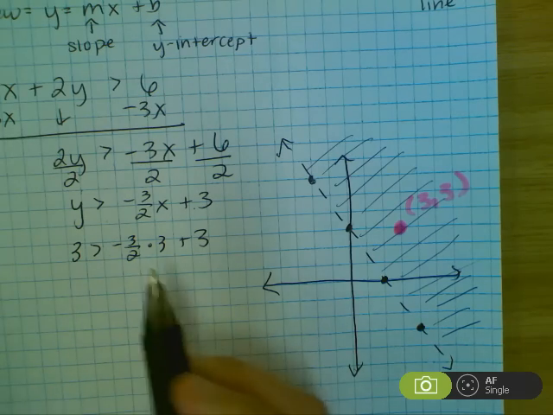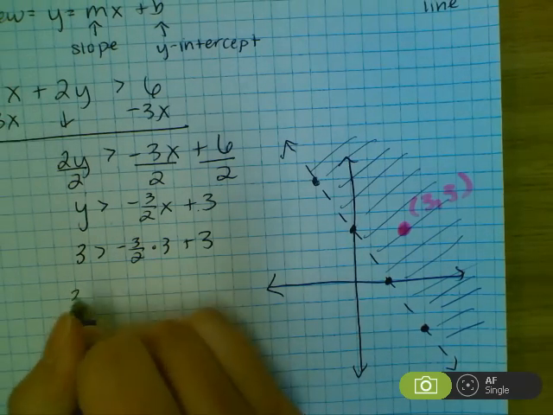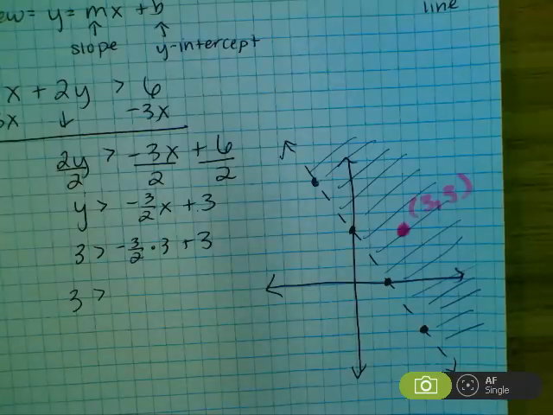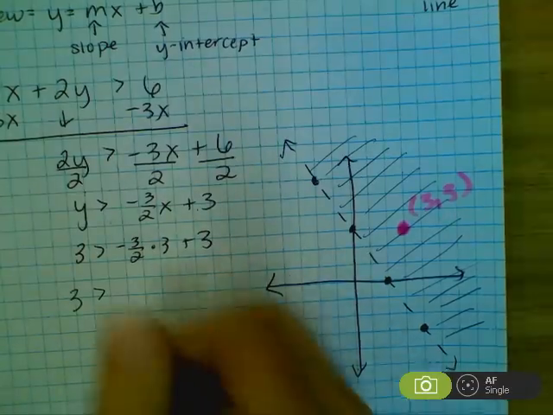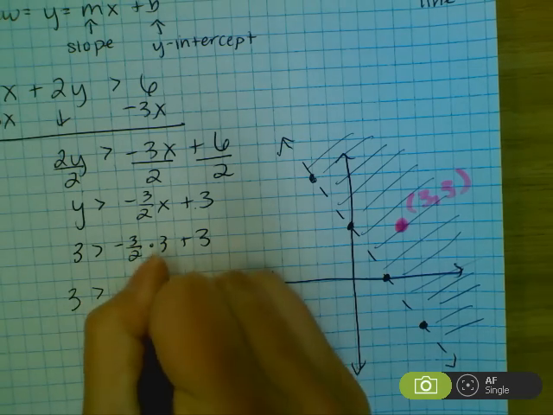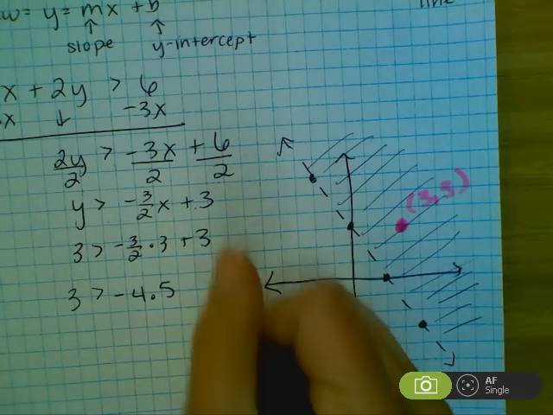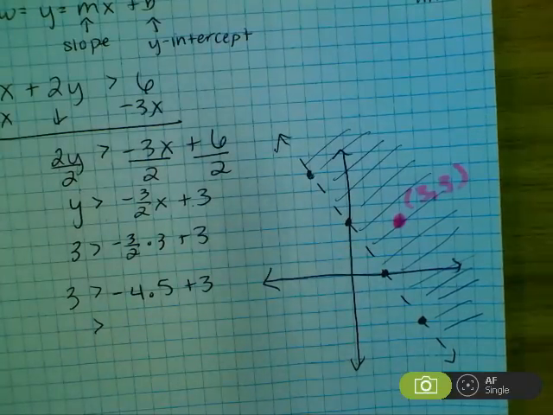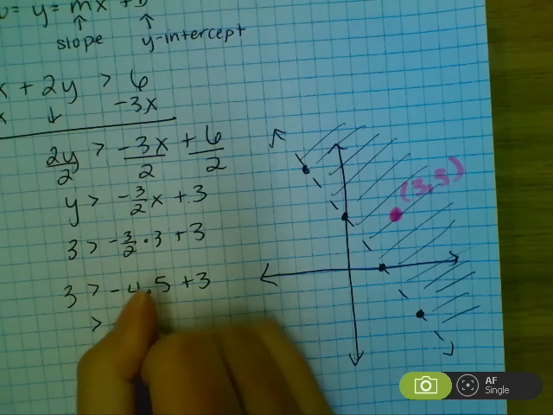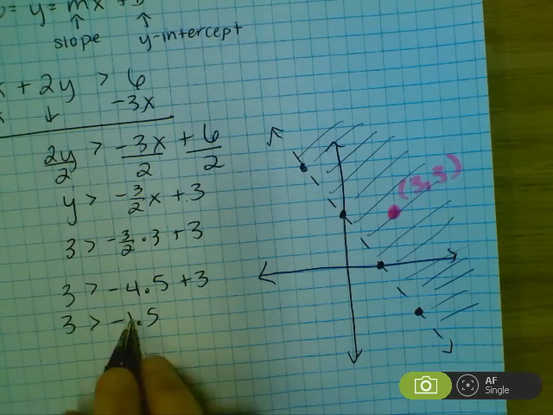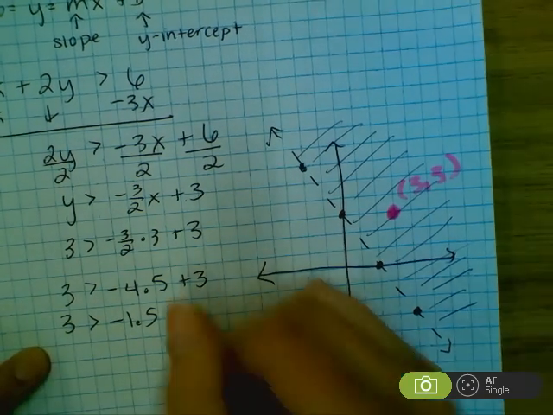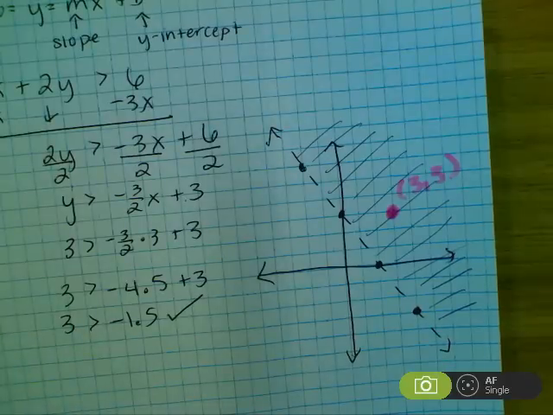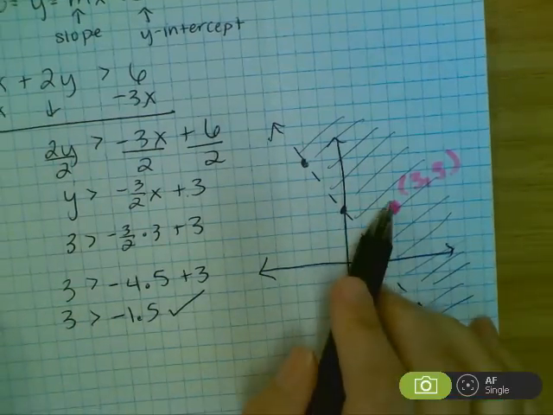Now I'm going to get a fraction, but that's okay. I'll survive a fraction. Negative 3 halves times 3 is negative 4.5, and you can change that to a decimal if you want, plus 3. Negative 4.5 plus 3 is negative 1.5. 3 is greater than negative 1.5. This is a true statement. Therefore, I did my shading correctly.